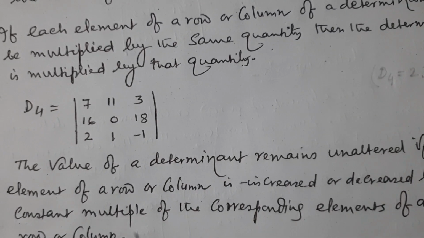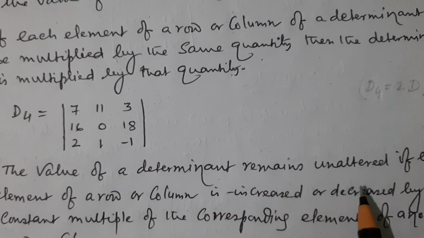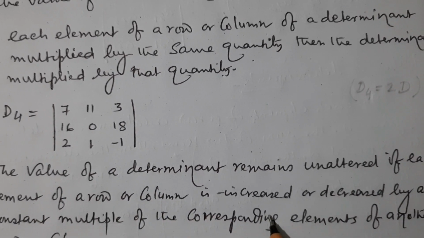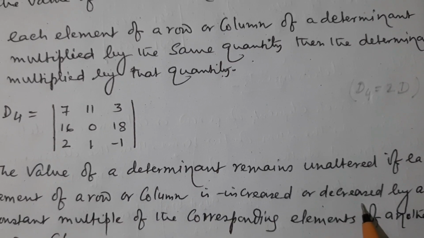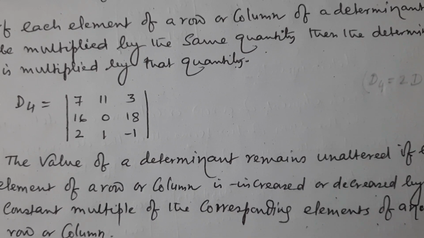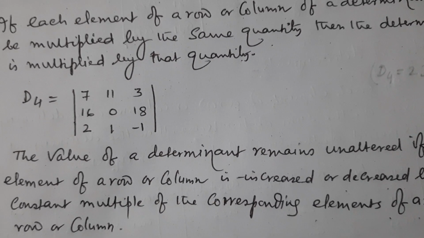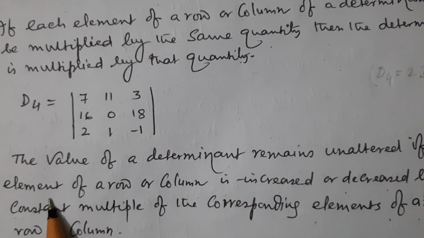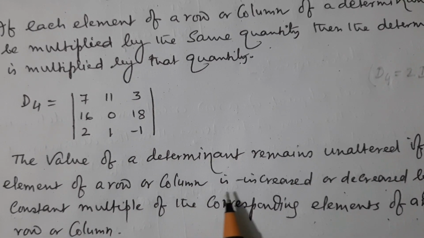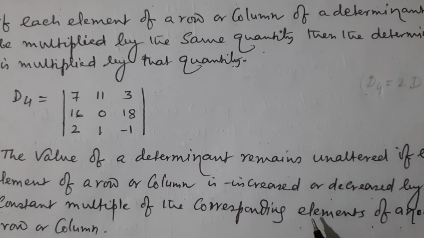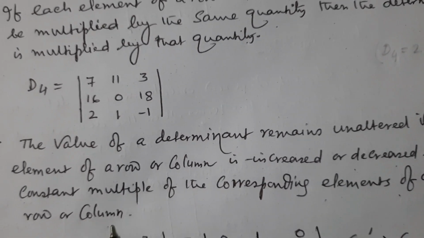Property number 5: the value of a determinant remains unaltered if each element of a row or column is increased or decreased by a constant multiple of the corresponding element of another row or column. Repeat this property, always we apply: the value of a determinant remains unaltered if each element of a row or a column is increased or decreased by a constant multiple of the corresponding elements of another row or column.